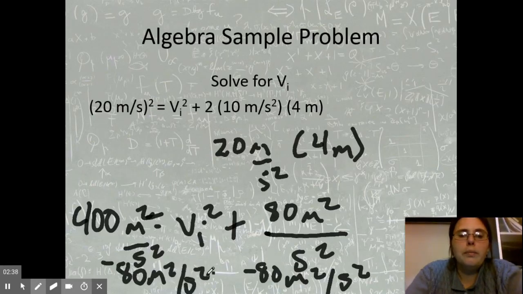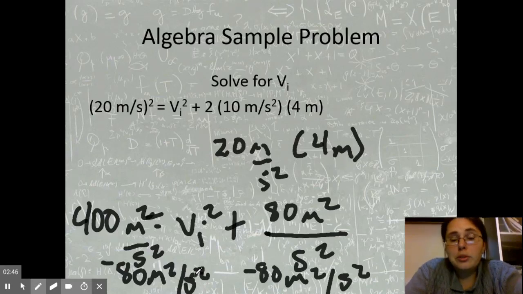Because it's meters squared per second squared, it's the same thing. So you can think of them as both being apples, so you can subtract apples from each other. So 400 apples minus 80 apples would be 320 apples. So now we can put it back into meters squared per second squared. So then it's 320 meters squared per second squared.